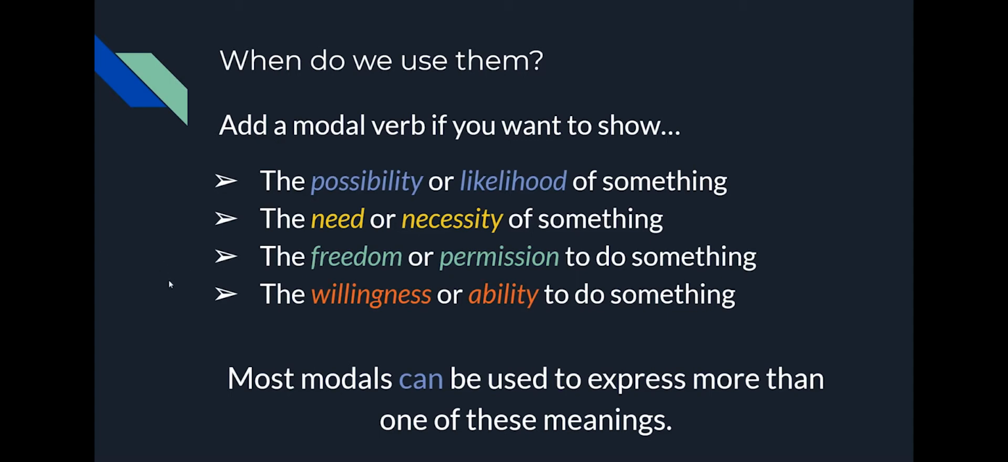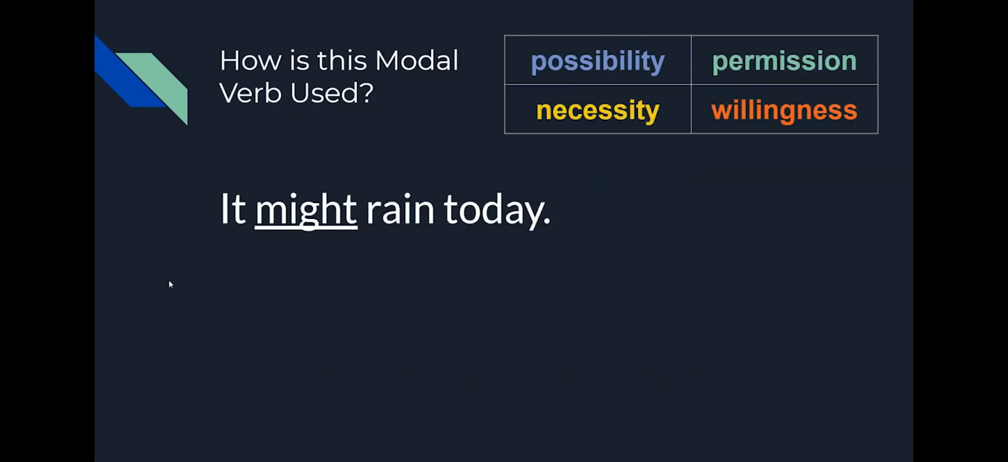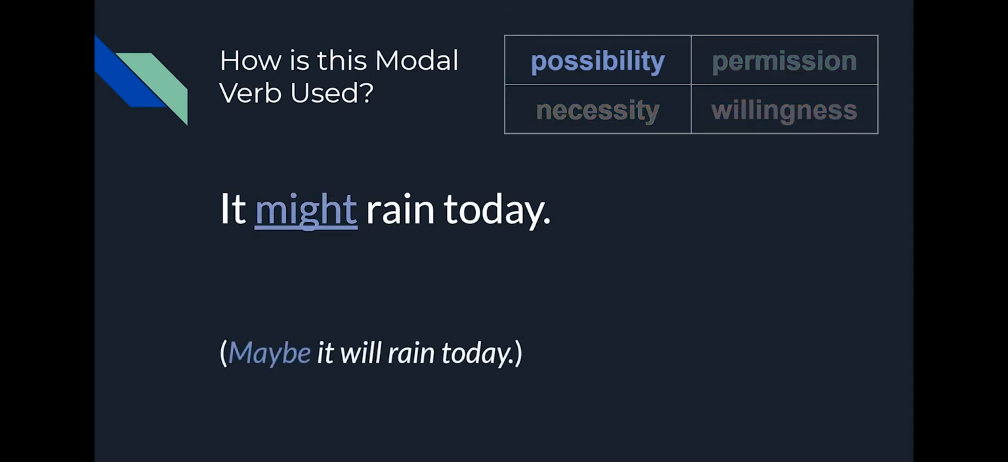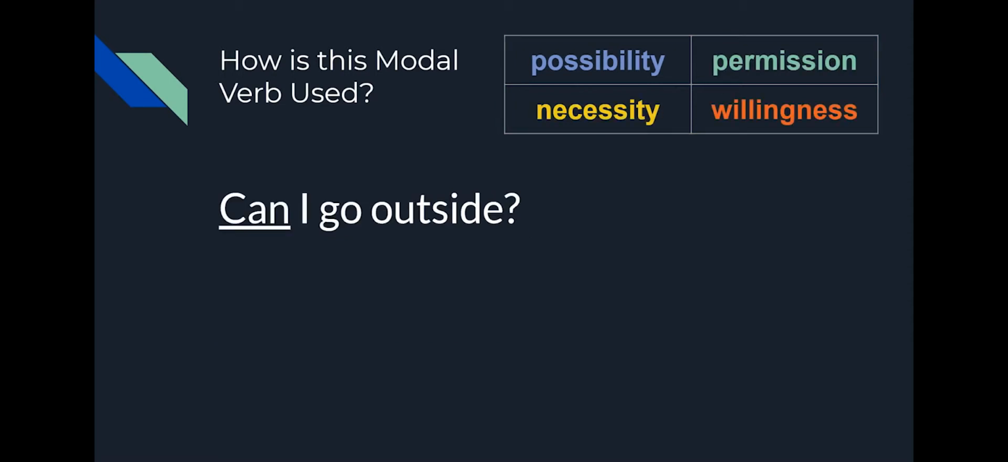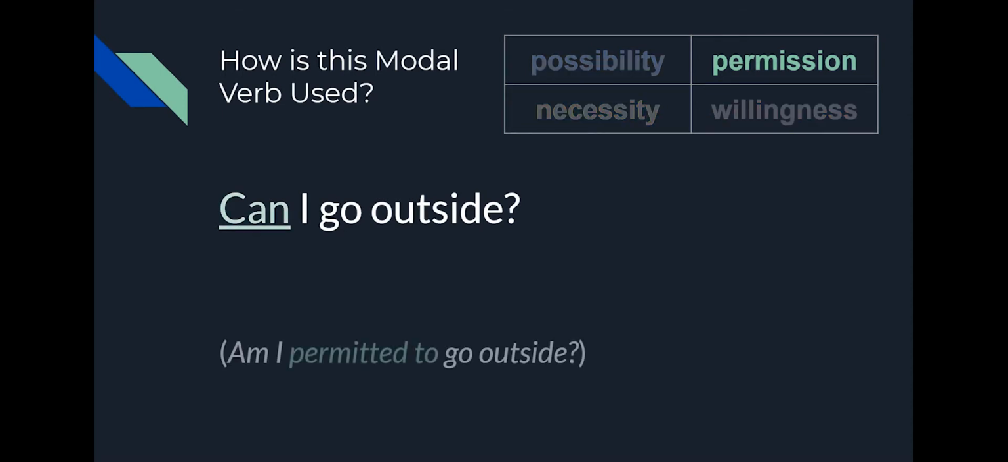So if we look at this first one, for example, it might rain today. That's most similar to the likelihood. We're using this modal verb to express the likelihood of something, as in maybe it will rain today. There's a chance it will rain today. Next one, can I go outside? We're using this to talk about permission to do something. Am I permitted to go outside? Am I allowed to go outside? That's what we're going for here.